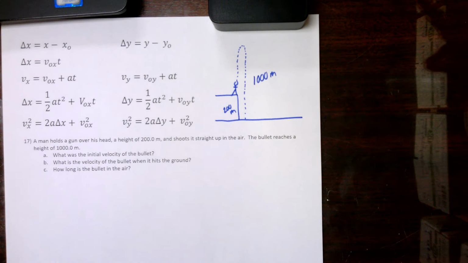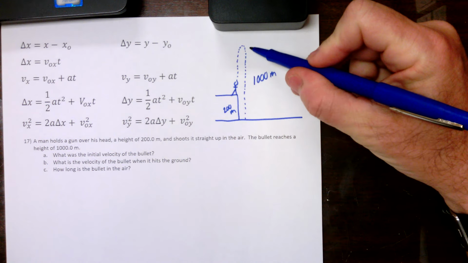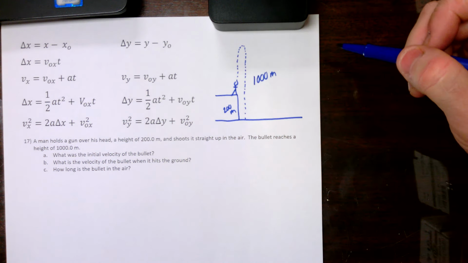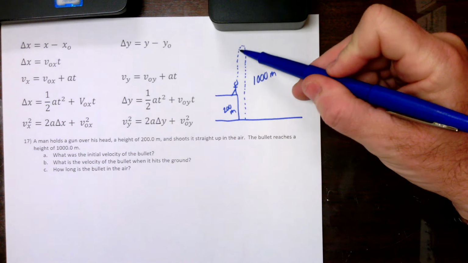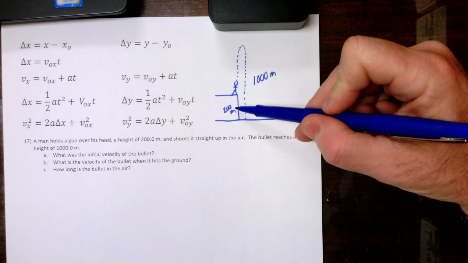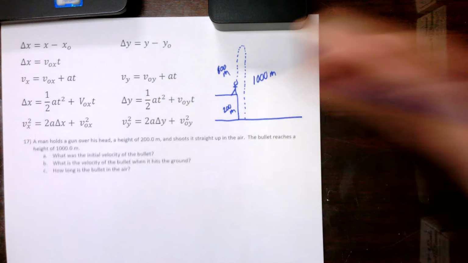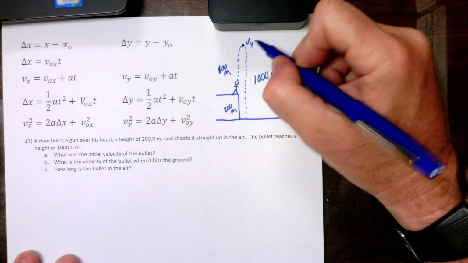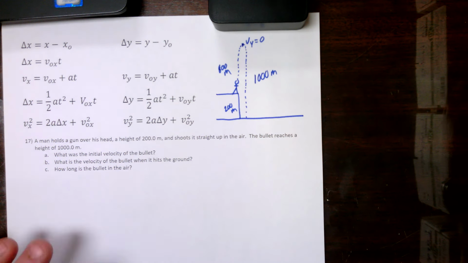He fires the gun and shoots it straight up in the air. But the bullet gets to a final height of 1,000 meters above the ground. Okay, that means from where he fired it, it went up 800 more meters because it was already 200 meters up. This is going to be 800 meters. Still the same things we know here. Velocity in the y up there is 0. What is the initial velocity of the bullet?